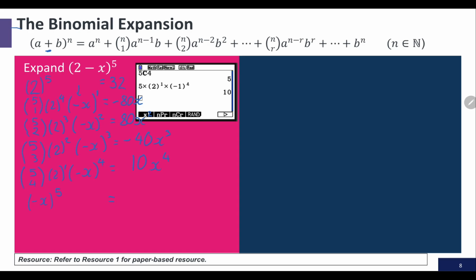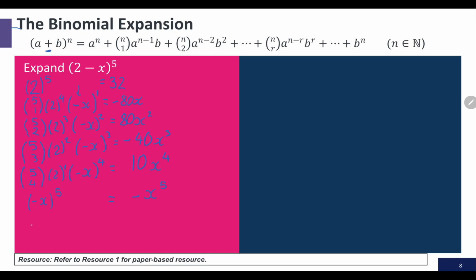And then this last bit here, I've typed in my calculator minus 1, the coefficient in front of x, raised to the power of 5. Now you might know that if you raise a negative to an odd power, you get a negative anyway. So that comes out as minus 1 lot of x to the power of 5. And look at that pattern.